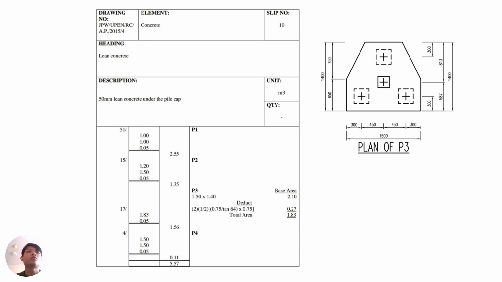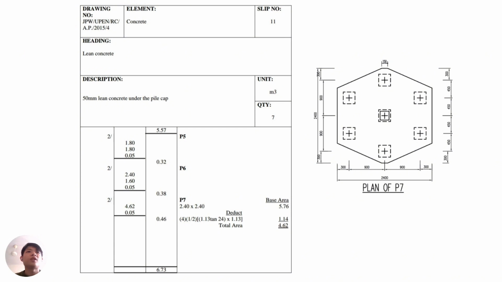After finding the total area, we need to times it by 0.05 of the blinding concrete and times 17, which is the number of P3 that exist in the drawing. And the total volume of P3 will be 1.56. Same goes for P7.